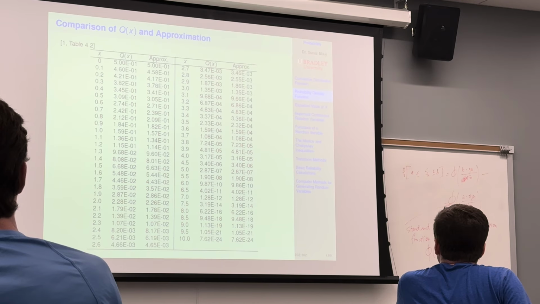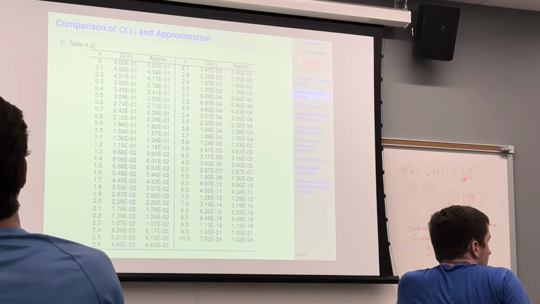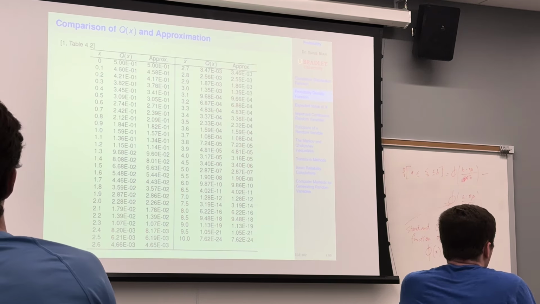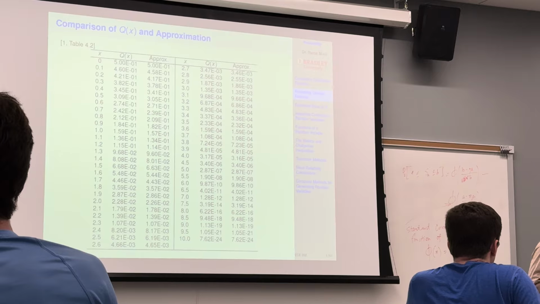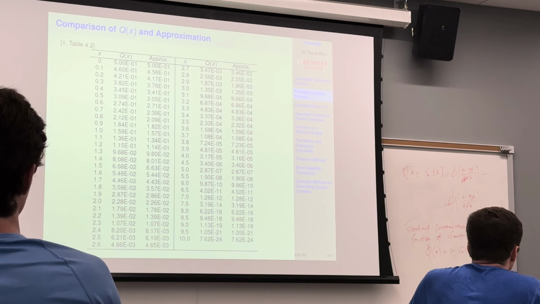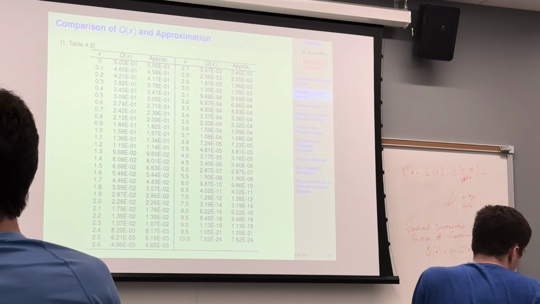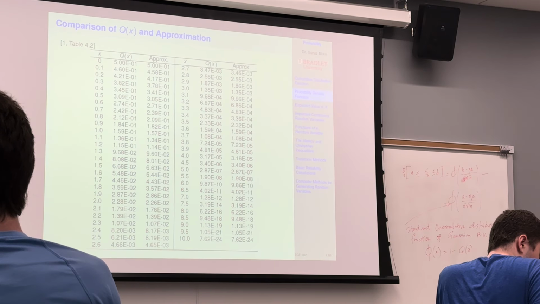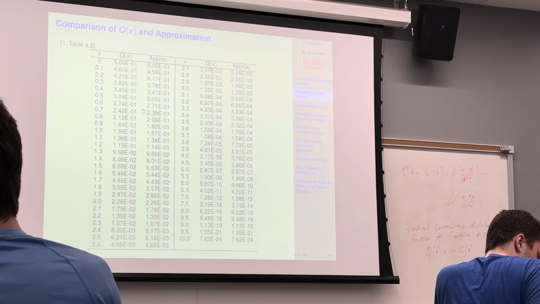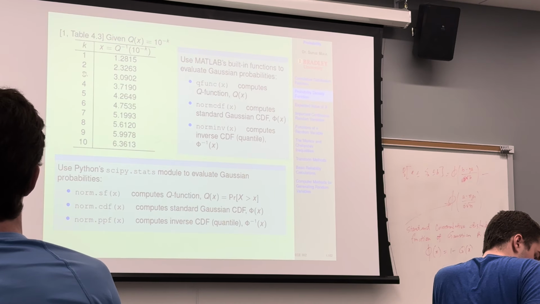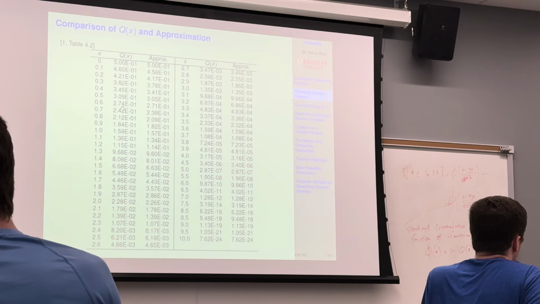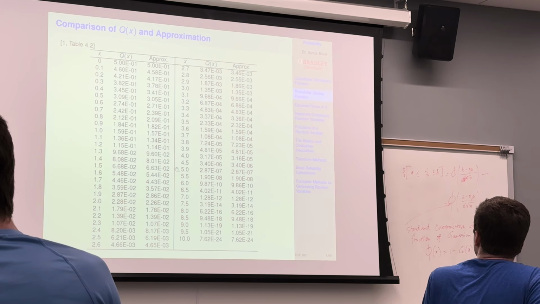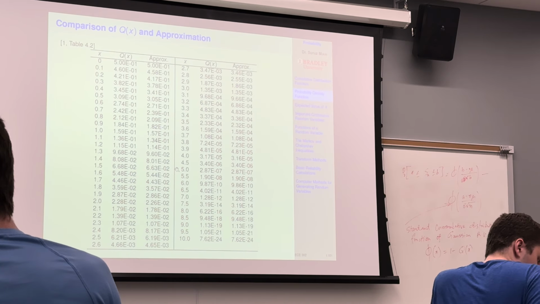Are we allowed to bring the table? Two pages, the formula sheet front and back. Yeah, the formula sheet you can have front and back. So this is one version of the Q table. There is another version of the Q table, this one. So you bring this table and this table. It's two different versions of the Q table.